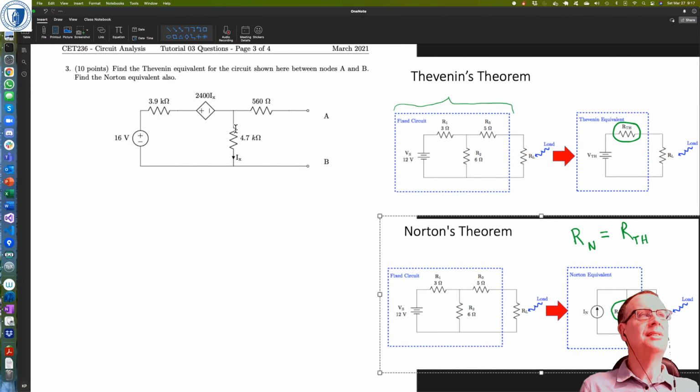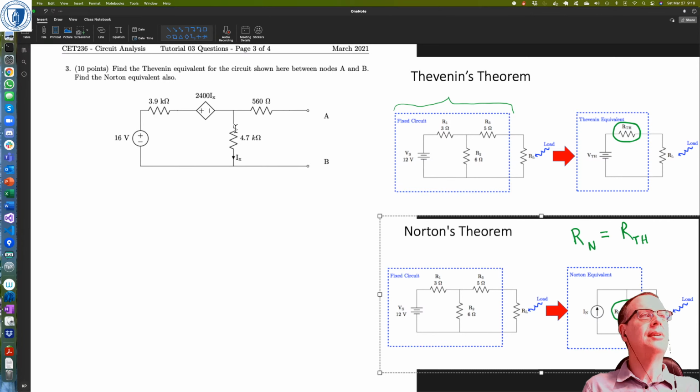Now the problem with this is there's three techniques that I gave you to analyze this circuit, or to find RTH. And the first one, the equivalent resistance approach, requires that there be no dependent sources. And the trouble with this circuit is that there is a dependent source, right? The diamond with the 2400 IX above it is a dependent source. It's a voltage source, but it depends on the current IX. So we can't use the equivalent resistance approach.